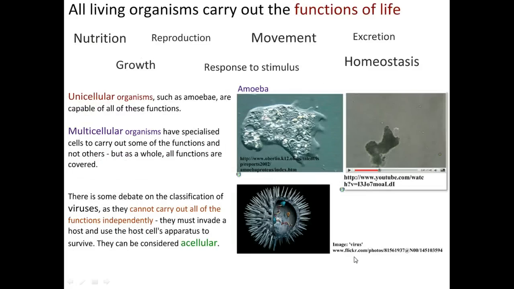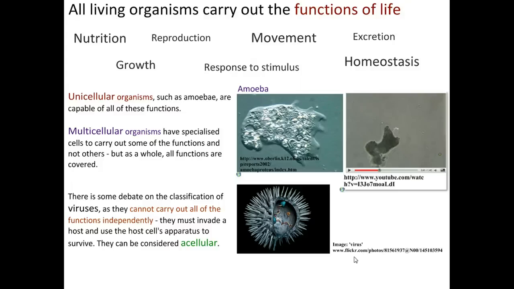All right, so all living things carry out the functions of life. These are the main ideas: nutrition, reproduction, movement, excretion, growth, response to stimuli, and homeostasis. So ultimately, this is the idea of differentiation, that unicellular organisms that are made of one cell, like the amoeba and like bacteria, are capable of doing all of these functions. Whereas multicellular organisms have to specialize their cells so that some cells do certain jobs and other cells do other jobs.